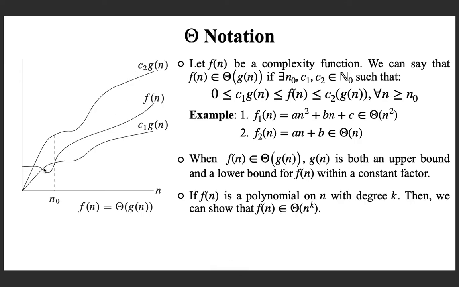Basically, what I mean is that if you have a complexity function like this, and you can find another function g of n which gives you an upper bound and a lower bound like this, when you multiply that function with two constants c1 and c2, then you can say that the function f of n is in the order of g of n. Then g of n is both an upper bound and a lower bound.